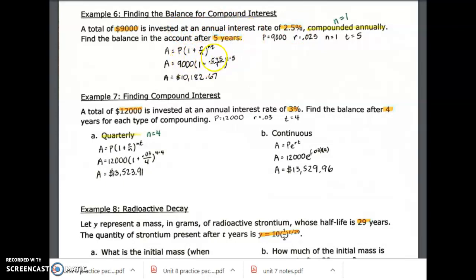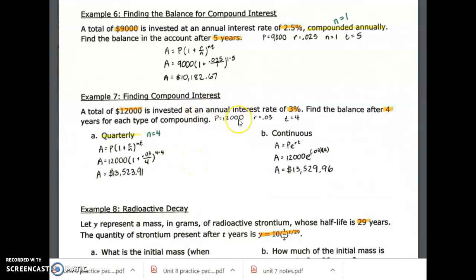So we just plug it into the formula that we're given and put that into your calculator exactly the way you see it. And you should get 10,182.67 once you round it.